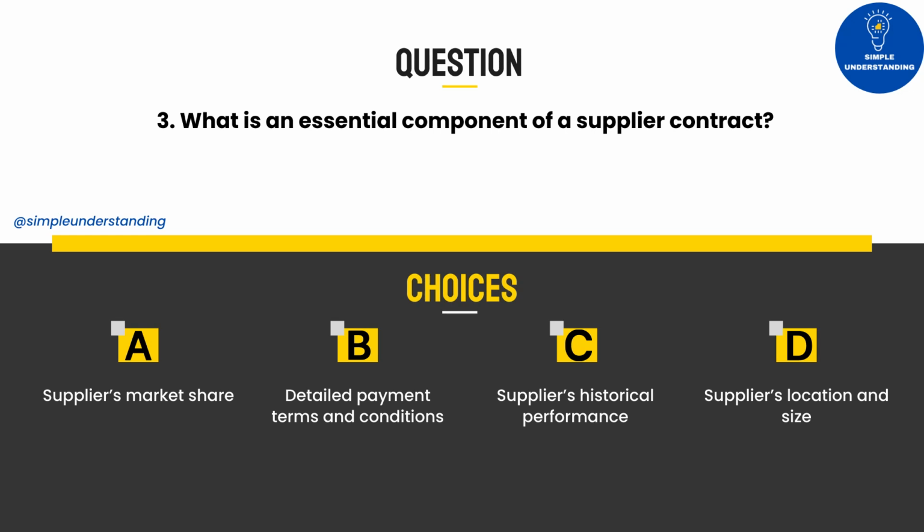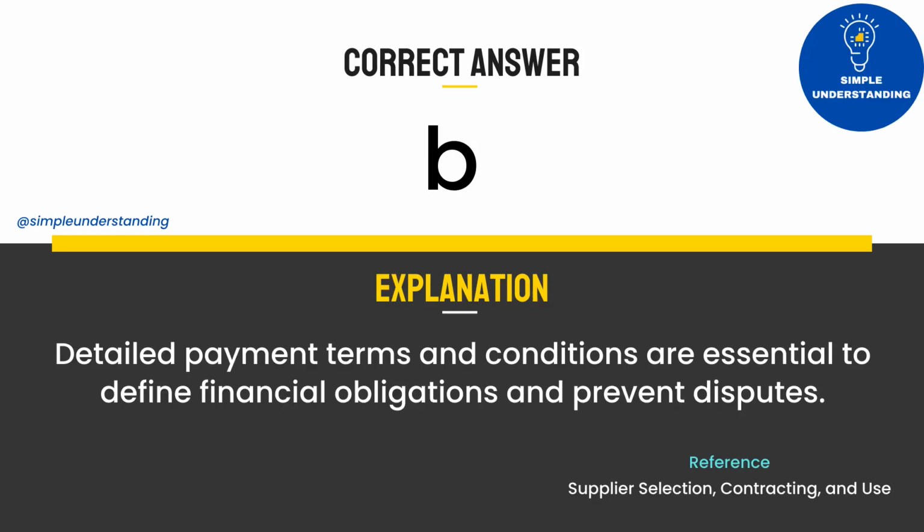3. What is an essential component of a supplier contract? A. Supplier's market share. B. Detailed payment terms and conditions. C. Supplier's historical performance. D. Supplier's location and size. Correct answer B. Explanation: Detailed payment terms and conditions are essential to define financial obligations and prevent disputes.